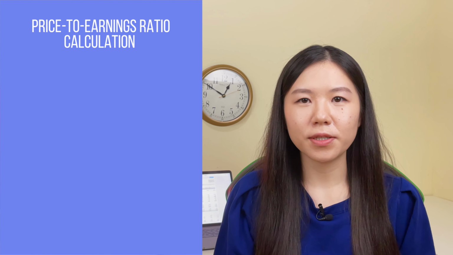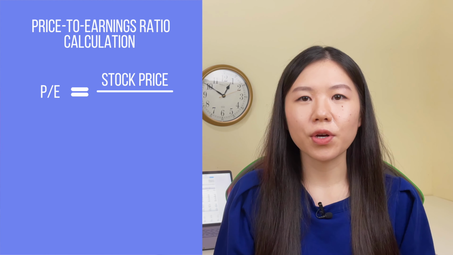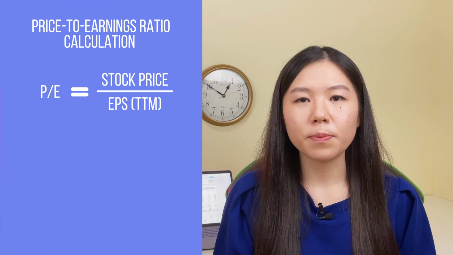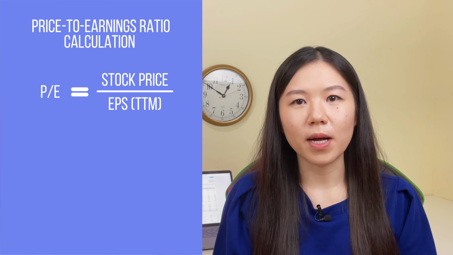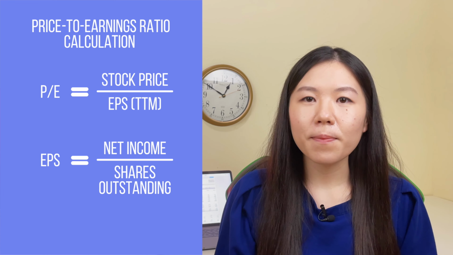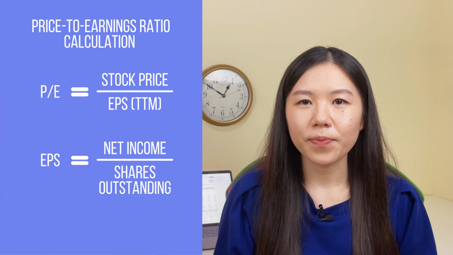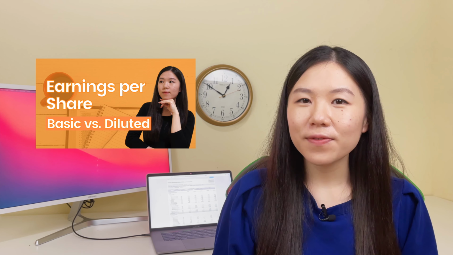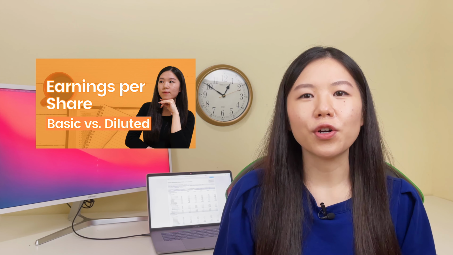To calculate the price to earnings ratio, you need to divide the current stock price by the earnings per share from the last 12 months. The earnings per share is the company's net income divided by the number of shares outstanding. It tells us for 1 share of stock, how much net income the company earned. Check out this video for a detailed explanation on earnings per share.